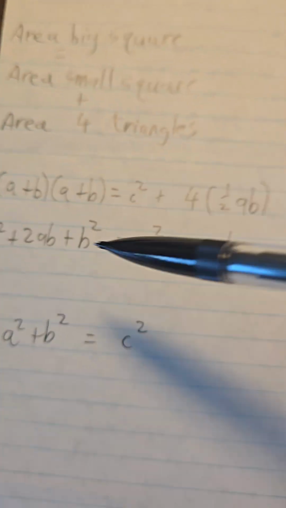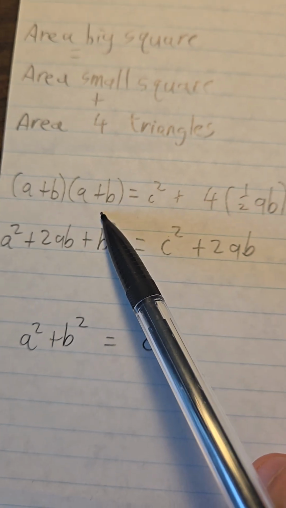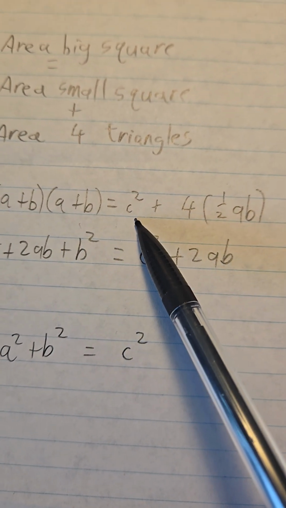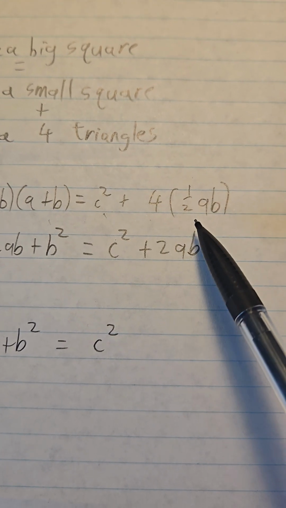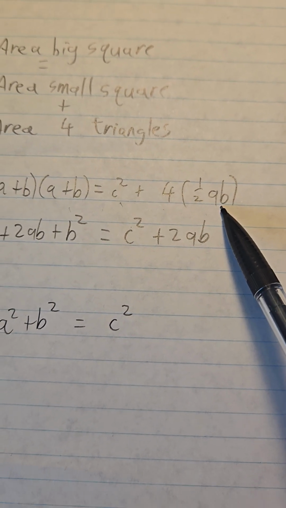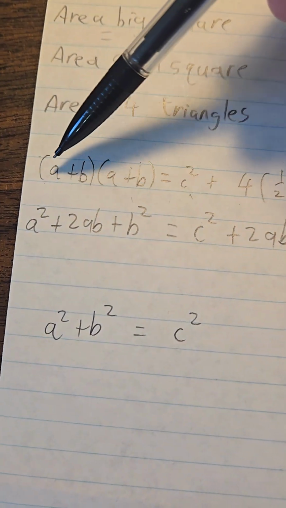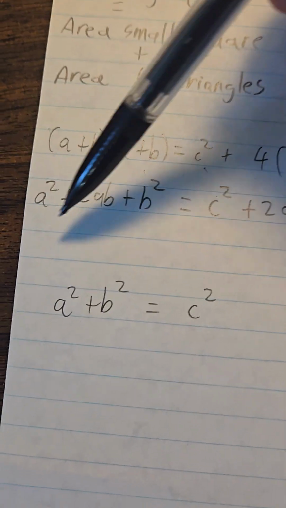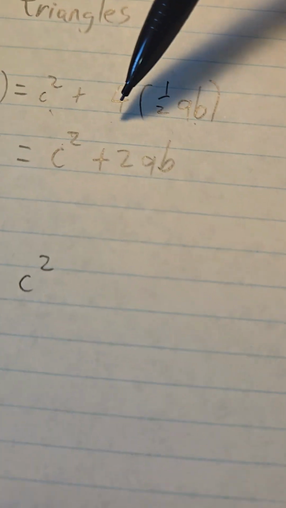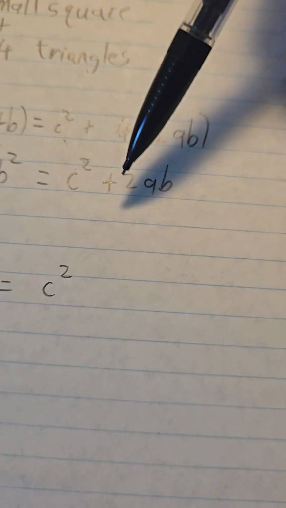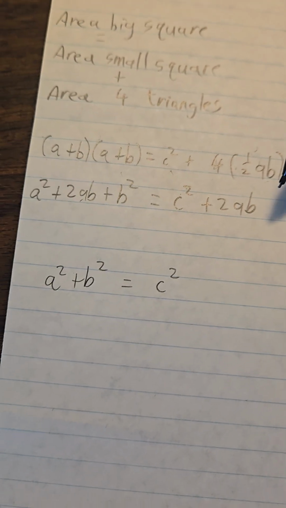So there's our equation. A plus B times A plus B, the area of the big square, equals C squared, that's the area of the small square, plus 4 lots of areas of the 4 triangles. Using algebra, we multiply that out. A squared plus 2AB plus B squared equals C squared plus 4 times a half AB, and 4 times a half is 2, so 4 times half AB is 2AB.